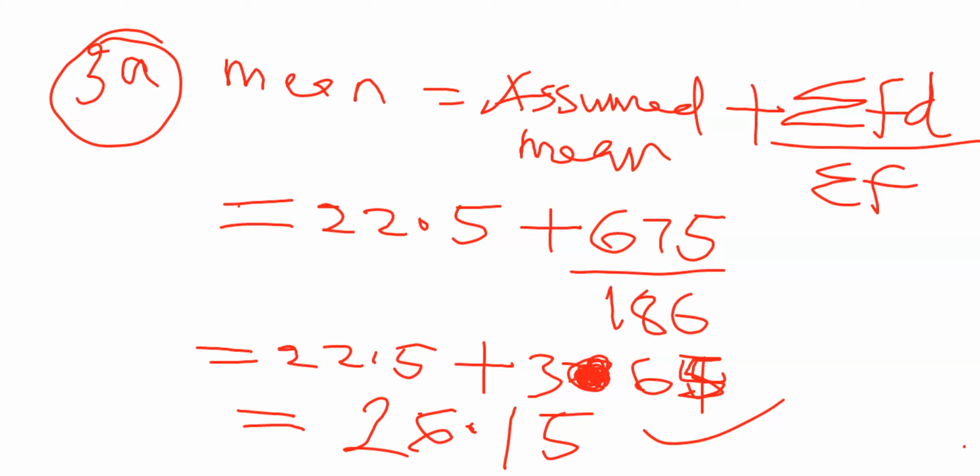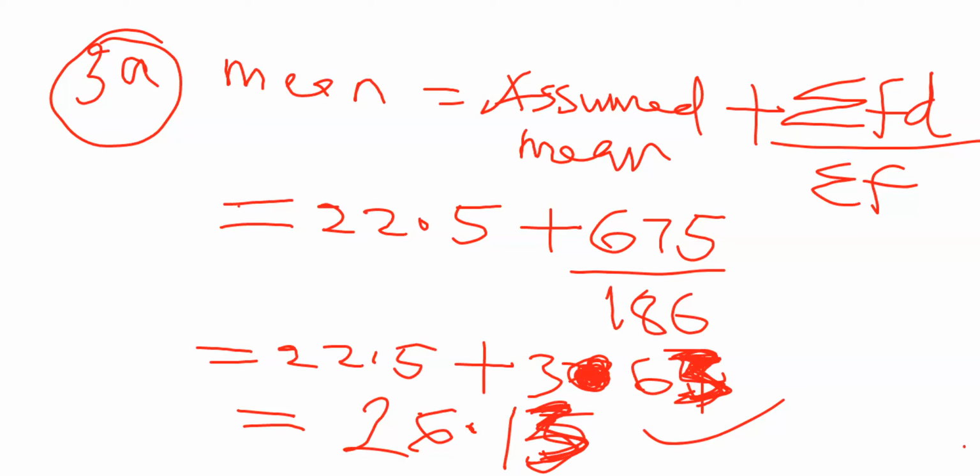Then plus 22.5. The answer is 26.13. Good. So the answer is 26.13. Based on that, question 3A has been answered.